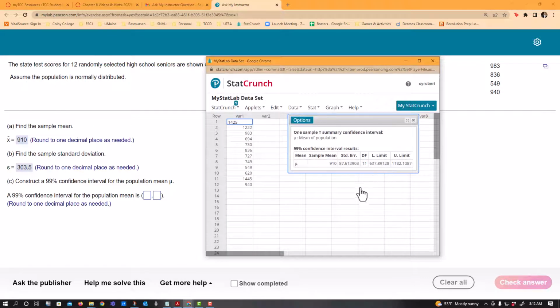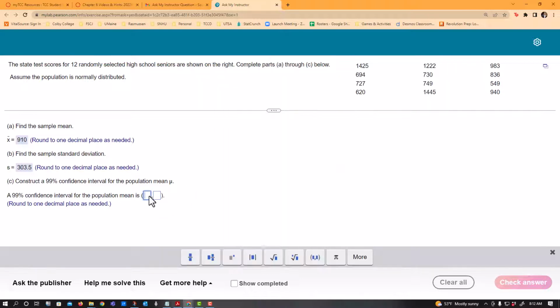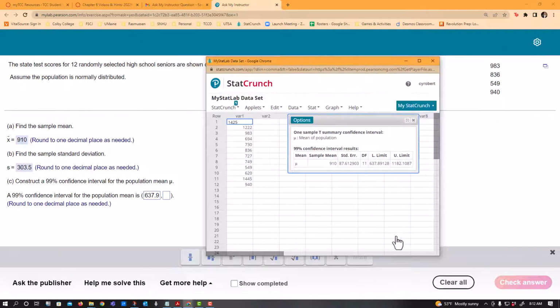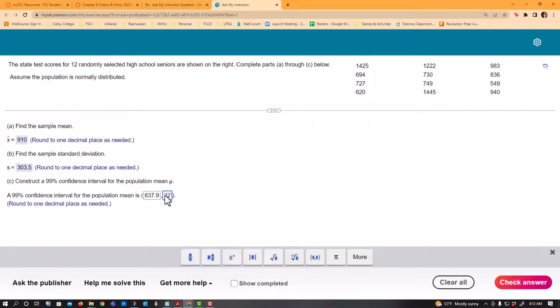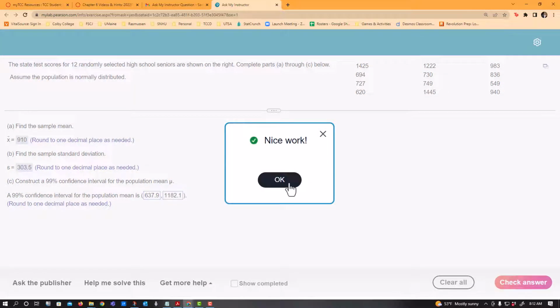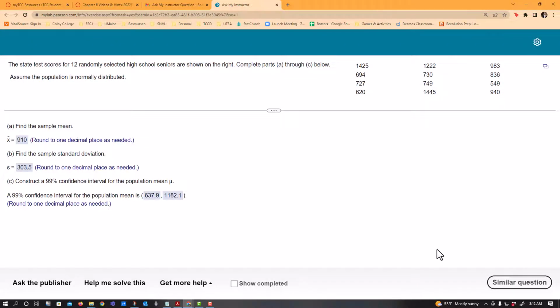So this is 637.9, see if I can find that back again. 1182.1, and that quickly I can find a confidence interval.